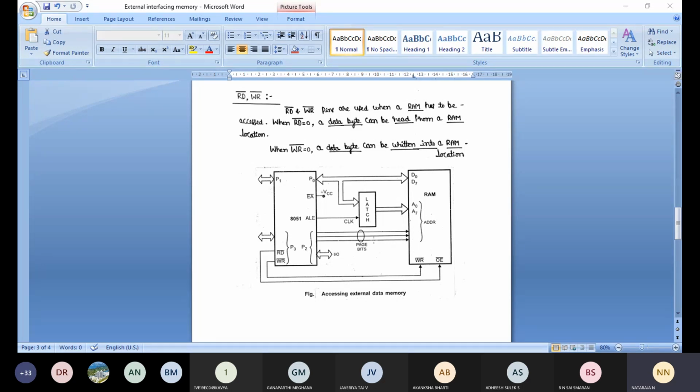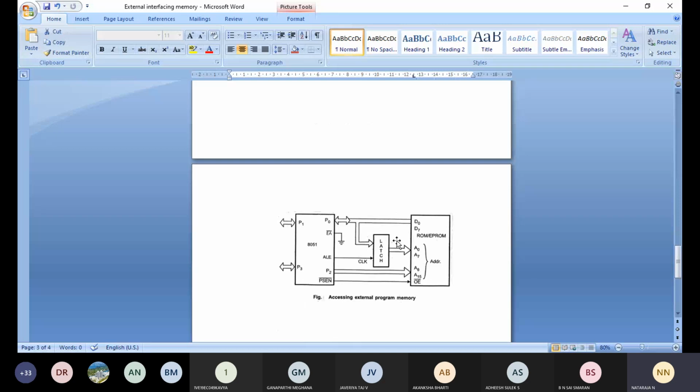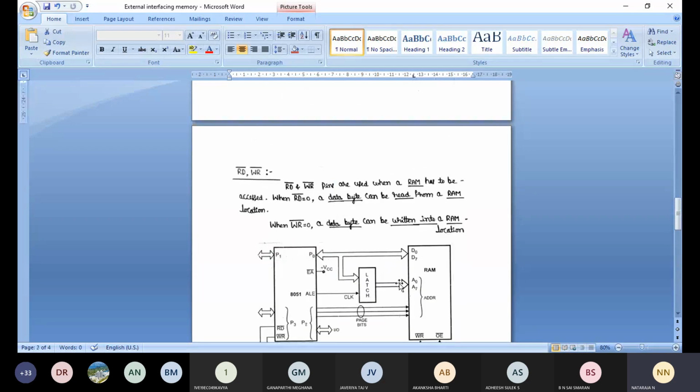Read and write pins, how we are going to use them to access the data from RAM. Here we have two different types, data memory and program memory. The first diagram is for data memory and the second diagram is for program memory. Here we have two different types: accessing external program memory and data memory. You make a note of the first one.